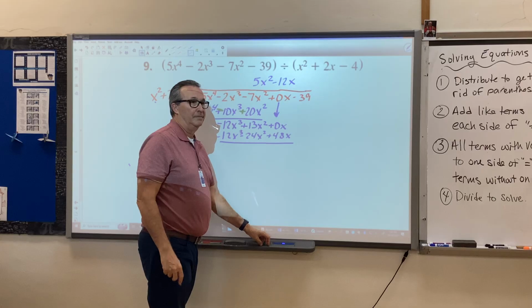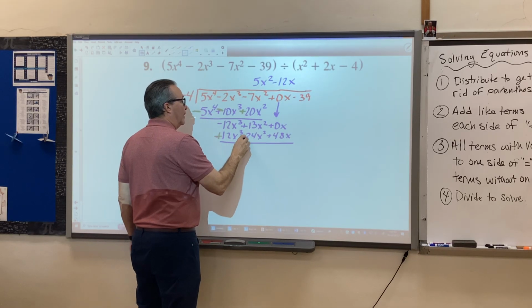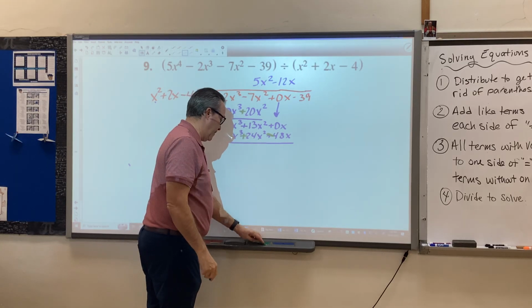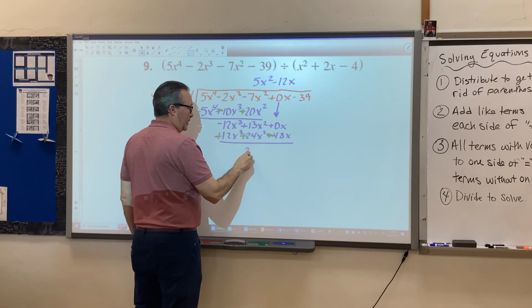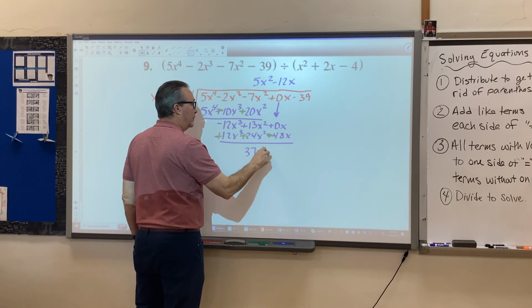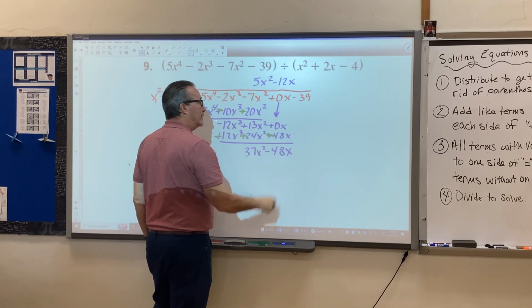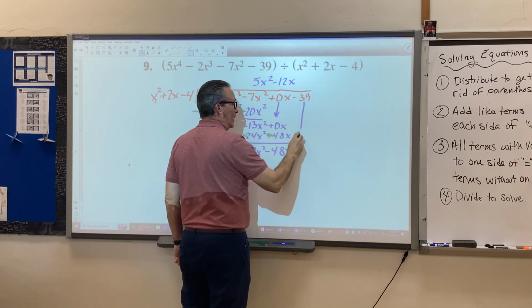Now what? Change the signs again. Positive there, negative there. Goes add to 0. This is 37x squared. And this is negative 48x minus 39.